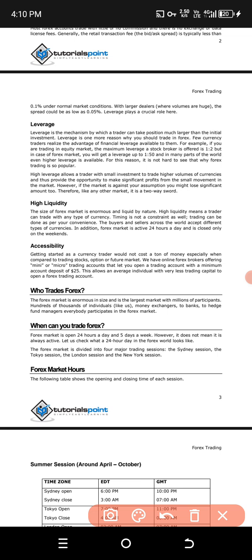Now high liquidity too. High liquidity also means there are a lot of buyers and a lot of sellers, and there's more money in what, circulation. There's more money, so liquidity just means money. Now the next one says accessibility. Be it that you are a tailor, you are a bus conductor, anybody can access the what, market, and you can even just deposit $25 and then trade forex to become what, a millionaire. But you have to know what you are doing.